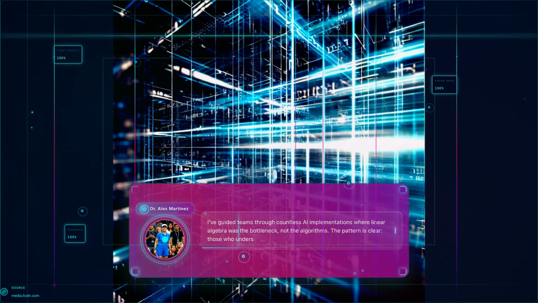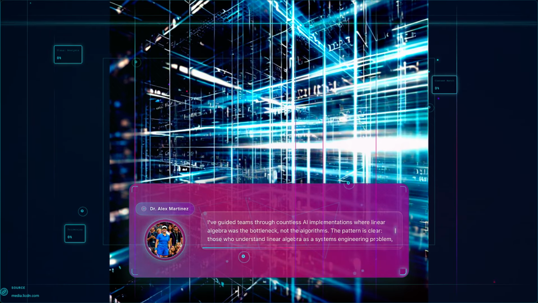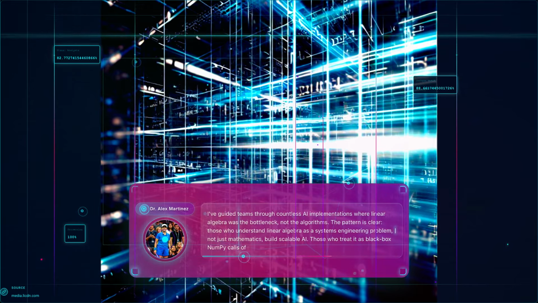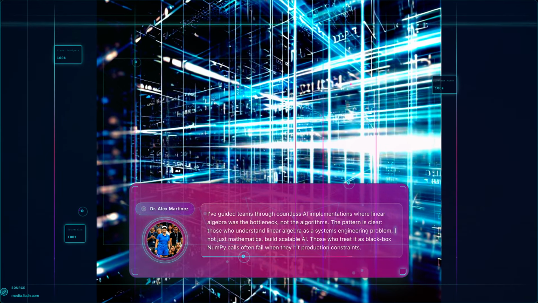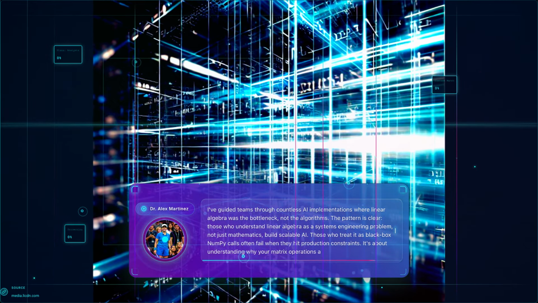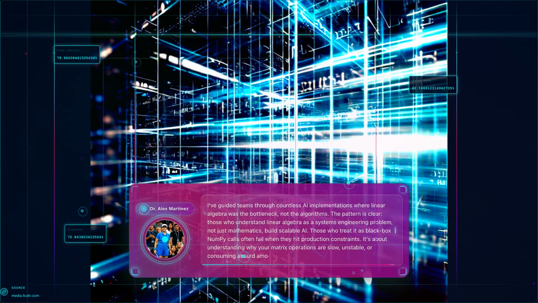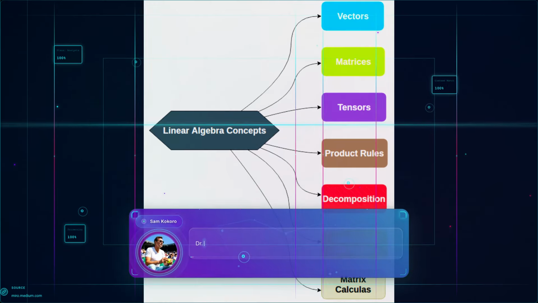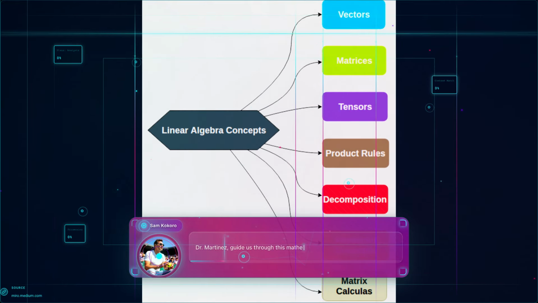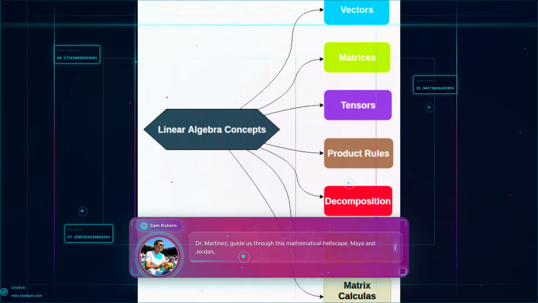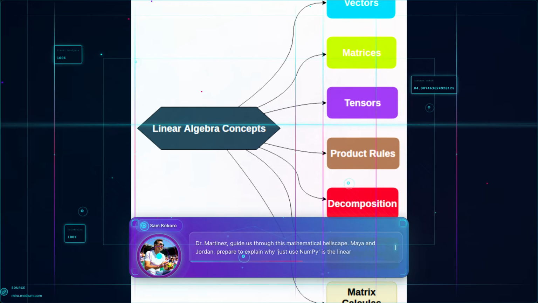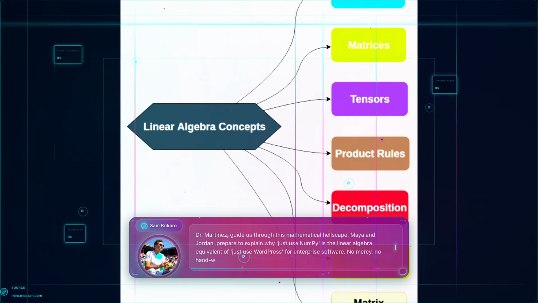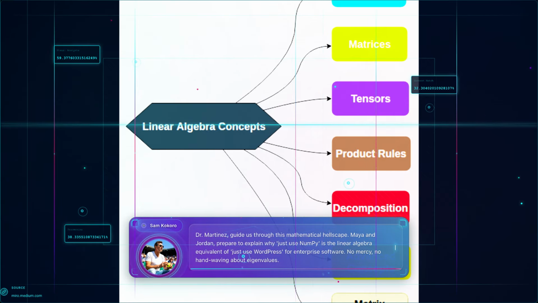The pattern is clear. Those who understand linear algebra as a systems engineering problem, not just mathematics, build scalable AI. Those who treat it as black box NumPy calls often fail when they hit production constraints. It's about understanding why your matrix operations are slow, unstable, or consuming absurd amounts of memory. Dr. Martinez, guide us through this mathematical hellscape. Maya and Jordan, prepare to explain why "just use NumPy" is the linear algebra equivalent of "just use WordPress" for enterprise software. No mercy, no hand-waving about eigenvalues.